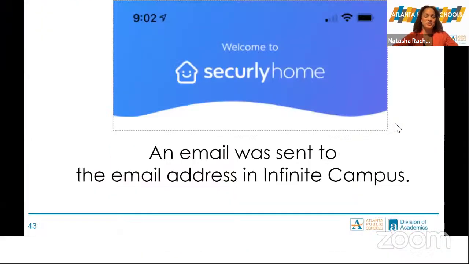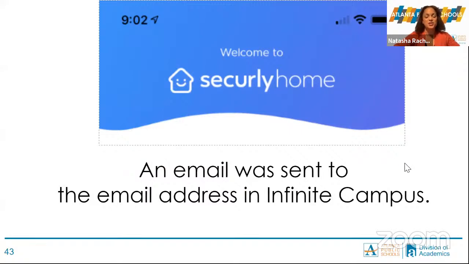So hopefully that's given you a little bit more of an overview of what Securely is and gotten you a little bit more excited about using it with your students. So how do you access this amazing resource that we have in place for you?